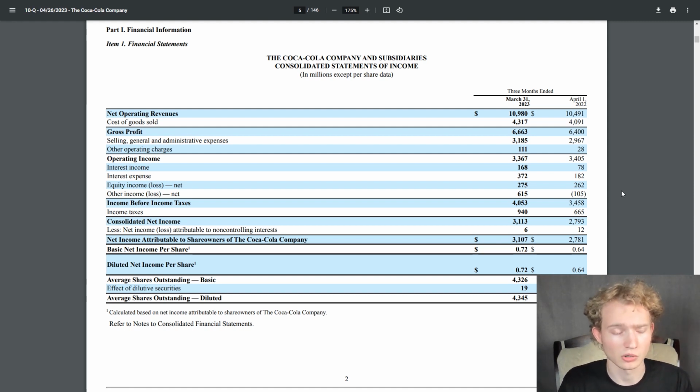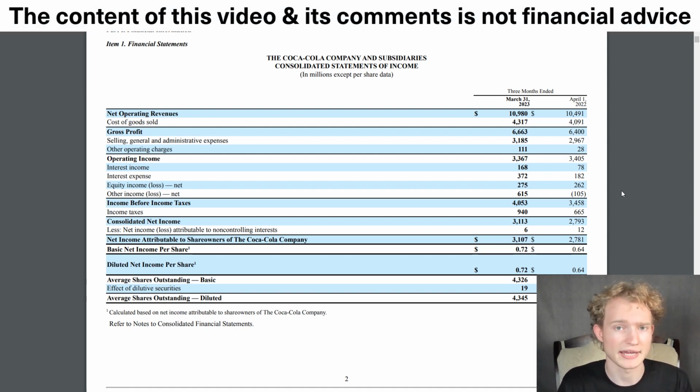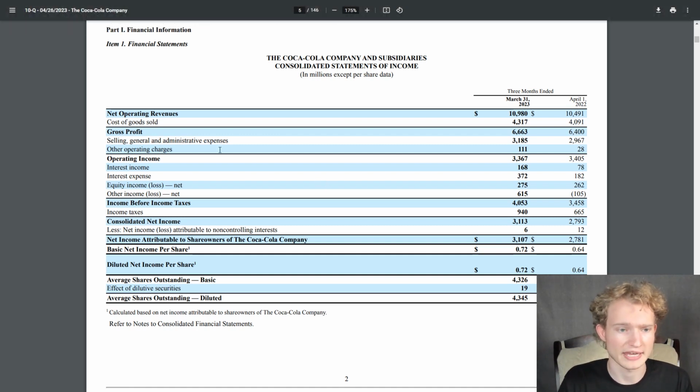So this is Coca-Cola's most recently reported income statement, and I'd like to just go over a couple things before we get into some of these lines here. So the first thing you'll notice is that this thing has a title at the top, and you want to pay attention to some of the details up here before you start going into this thing. You'll see the title of this income statement is the Coca-Cola Company and Subsidiaries Consolidated Statements of Income. So what exactly does that even mean?